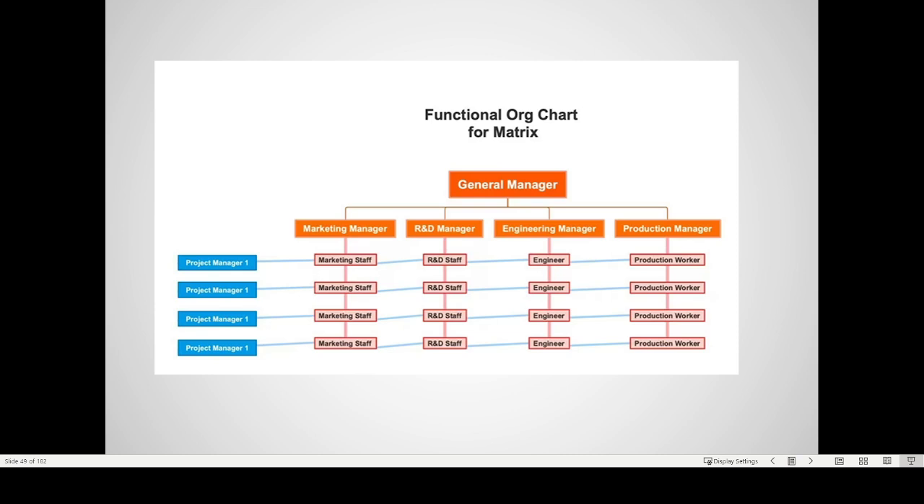Please have a short look at this matrix organization structure. As you can see, the marketing staff are reporting to the marketing manager and the project manager. The same goes for R&D, engineering, and production workers. They are all reporting to their project manager and their functional manager.